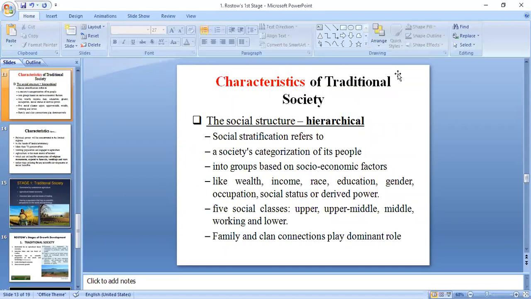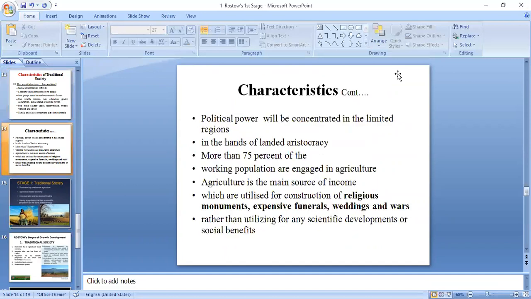If such a social structure, a hierarchy, is brought in, it is not a democratic society, and the political power will be concentrated in limited regions and limited hands, such as some kinds of feudal systems.